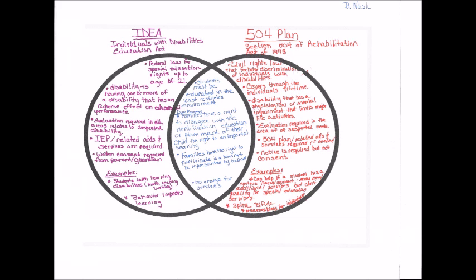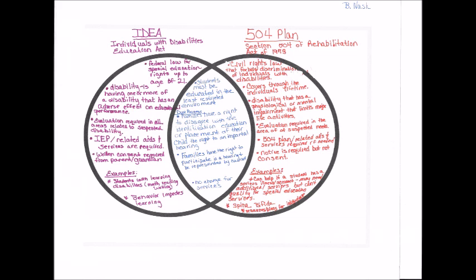As far as the IDEA and the 504 plan, students must be educated in the least restricted environment. As far as due process, for both, families have a right to disagree with the identification, education, or placement of their child and the right to an impartial hearing. Families have the right to participate in a hearing and also be represented by counsel. And for both IDEA and 504, there are no charges for these services.